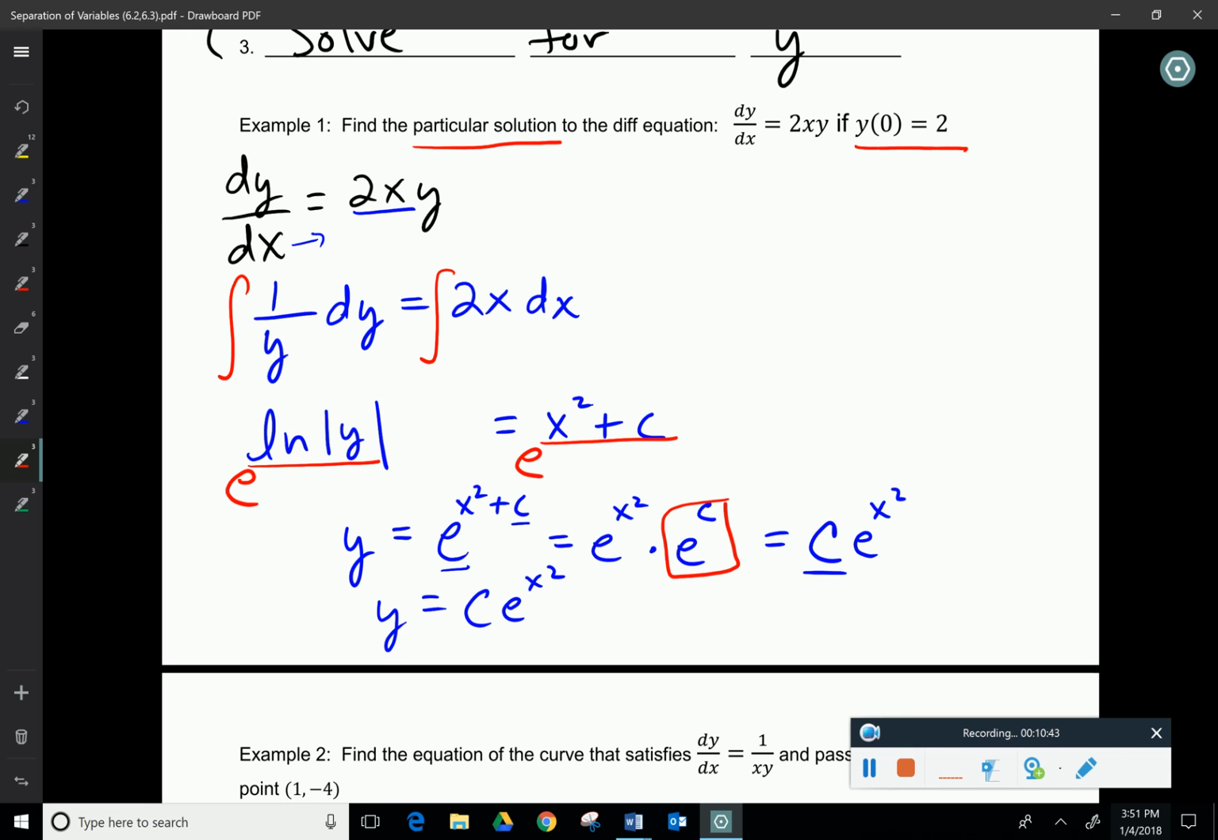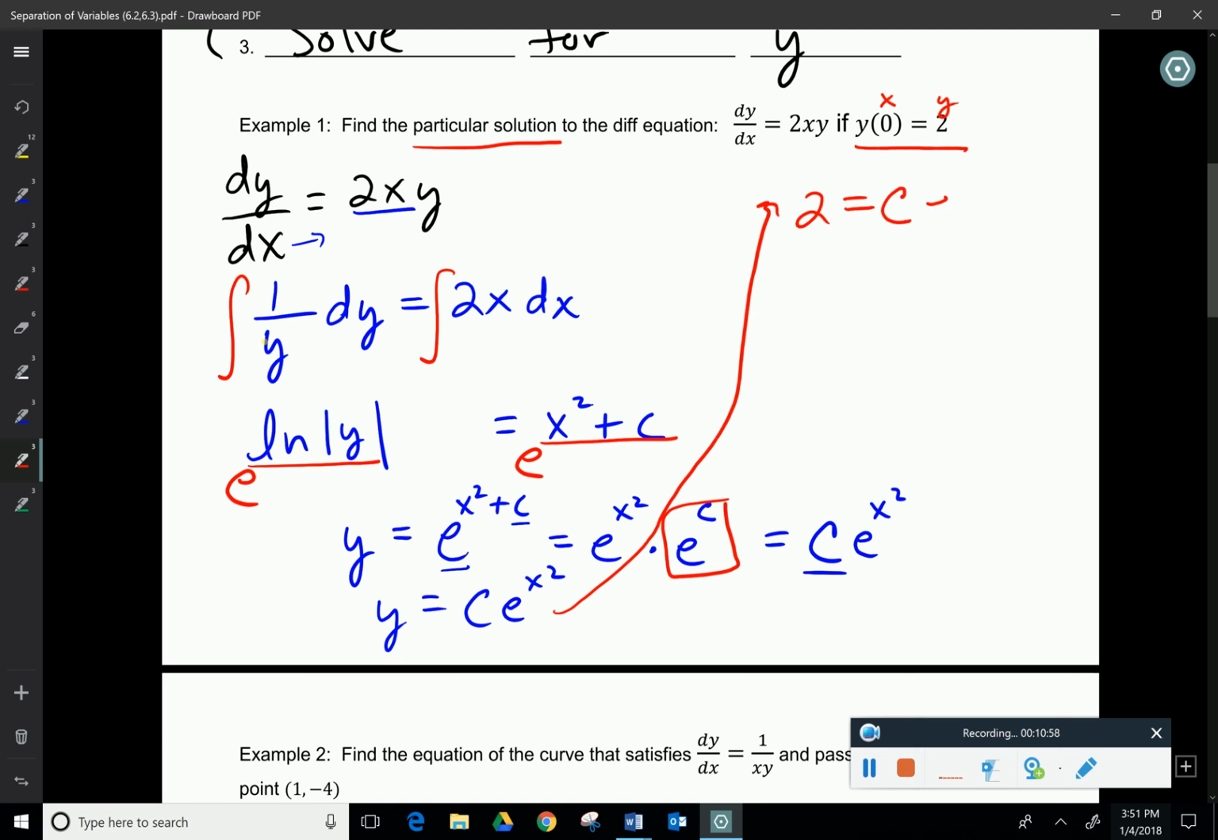So I'm going to use this, plug in 0 for x and plug in a 2 for my y to see if I can find the c. So I'm going to kind of bring that up here. I'm going to say y, which is 2, equals, I don't know what c is, e to the, well, if x is 0 and I have 0 squared, wouldn't that be e to the 0? And since we know e to the 0 is 1, that means c must equal 2.